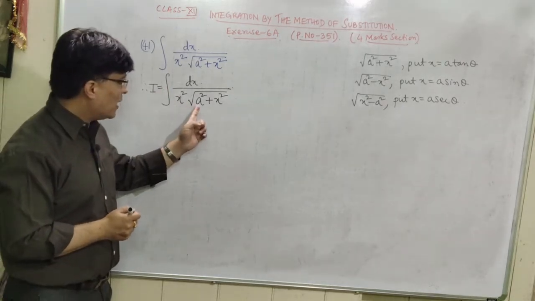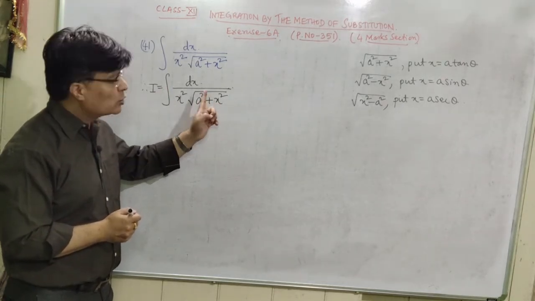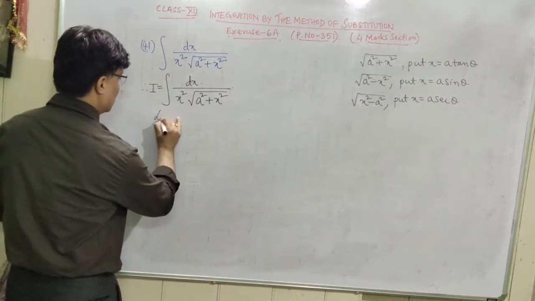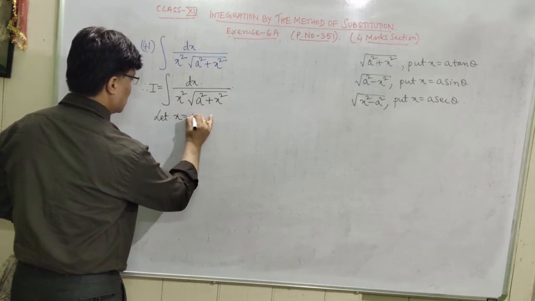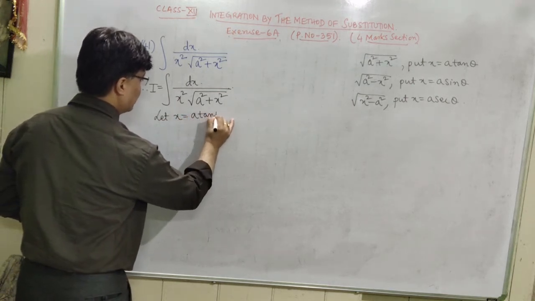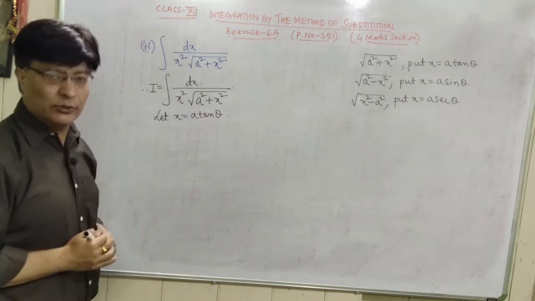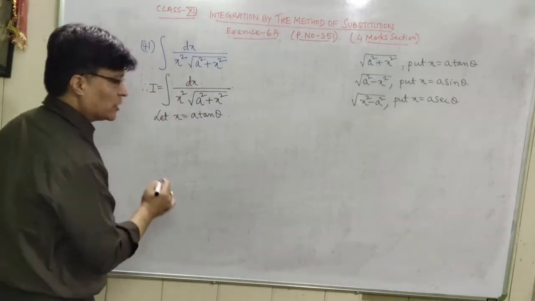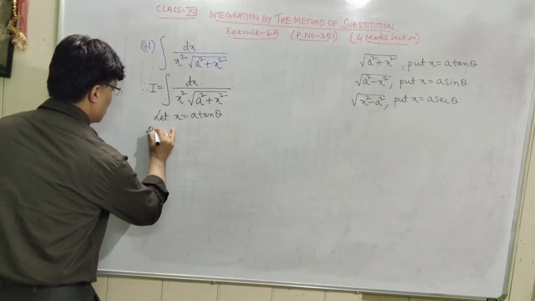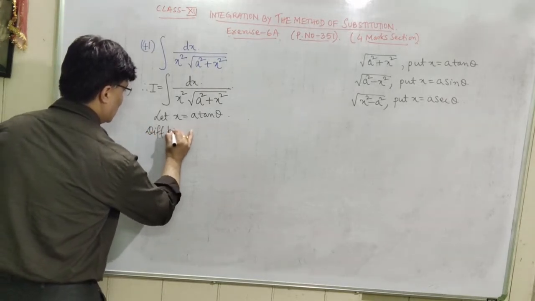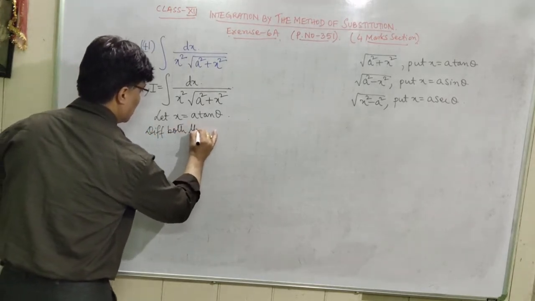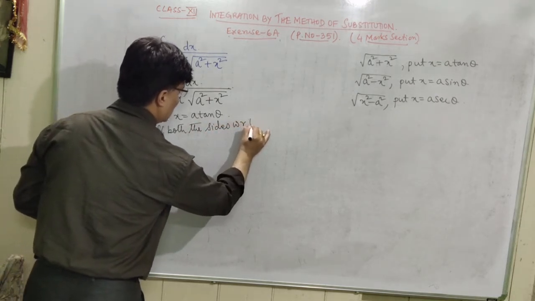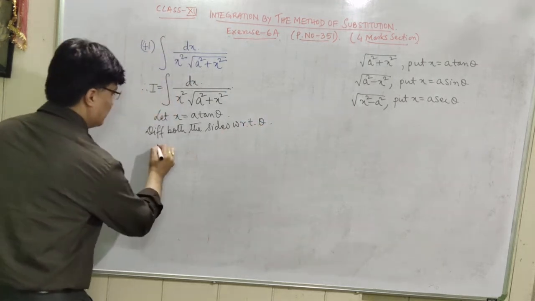So now let's do this problem. Within square root we have a square plus x square. So what should you put for x here? X is equal to a tan theta. So let x is equal to a tan theta. Here a is constant, you know that, isn't it? So let us differentiate both the sides with respect to theta.